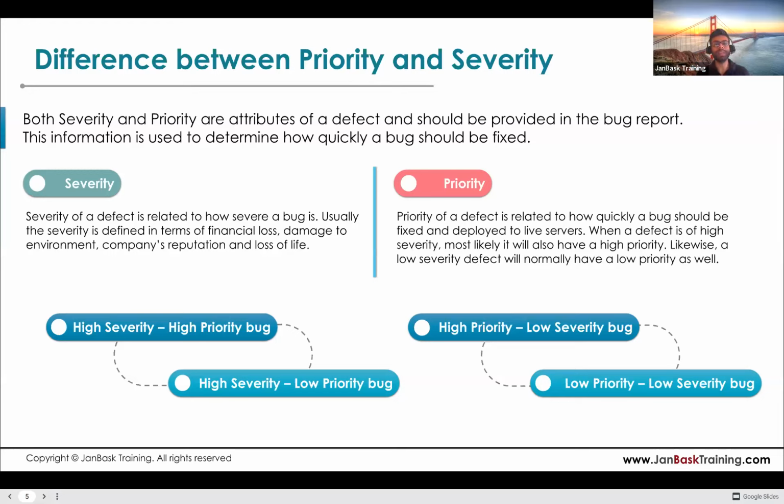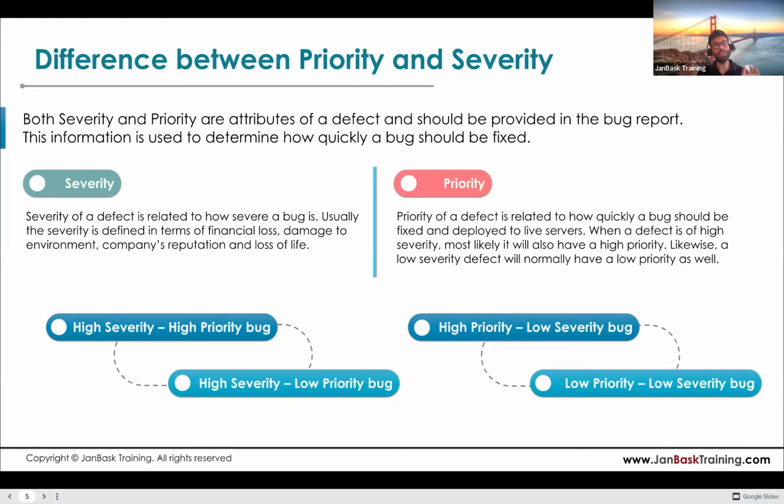But look at the business case. How many actual users are going to click on that about link? Very few. It could be just 0.1%. So in that case, what is the severity of the bug? It's not high priority. Let's not talk about priority right now. We are just focusing on severity, not priority.